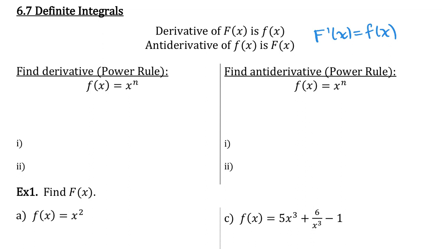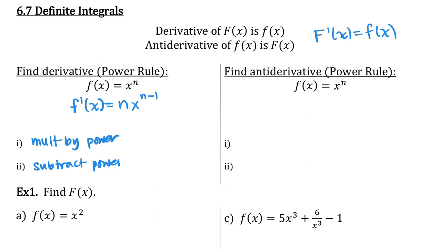Okay, so let's start with the first derivative we found in the shortcut way, which was the power rule. Imagine you have f of x equals x to the n. The power rule said, we brought down the n, x, and then we lowered the power by 1. We multiplied by the power, and then we subtracted 1 from the exponent. Okay, we want to go backwards.